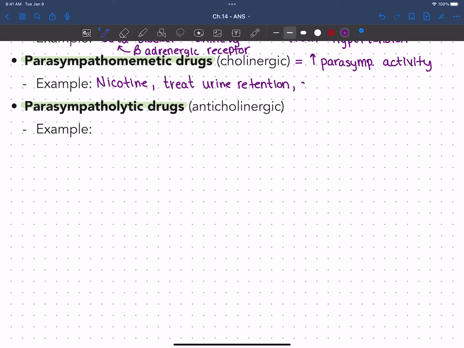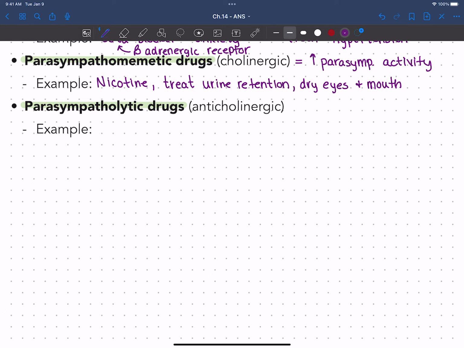It can also be used to treat, interestingly, dry eyes and mouth. So somebody who's maybe not producing enough tears or saliva. Remember we said the parasympathetic nervous system activates those lacrimal and salivary glands. And so this could be a potential way to treat chronic dry eyes and dry mouth.